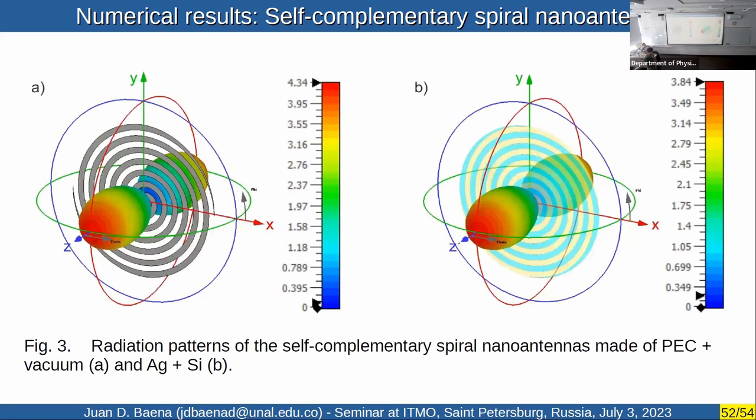Perfect. Well, let me move to the last slide. This is the radiation pattern of the two self-complementary spiral antennas. You see how very similar they are. The maximum directivity is also similar, about 4 dBi and 4 dBi. They are not exactly equal, but they are similar. This is the radiation pattern for 150 terahertz. But if we change the frequency, it is mostly the same shape. It does not depend much on the frequency. I will conclude with this.